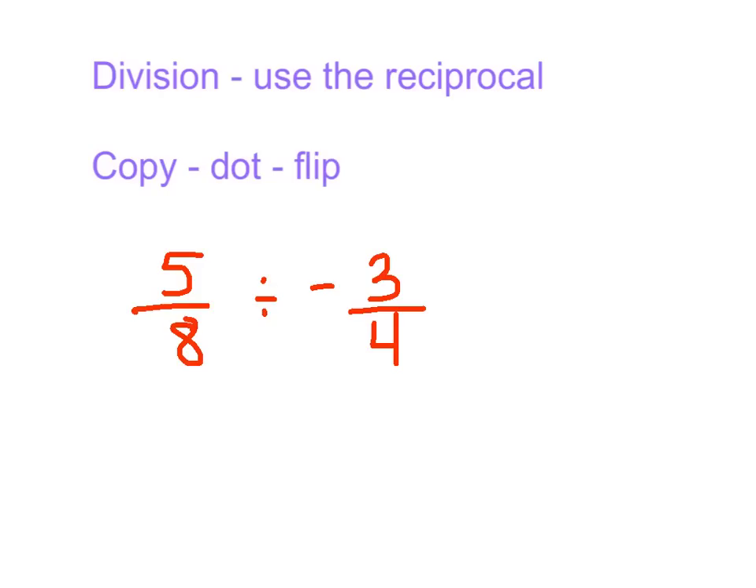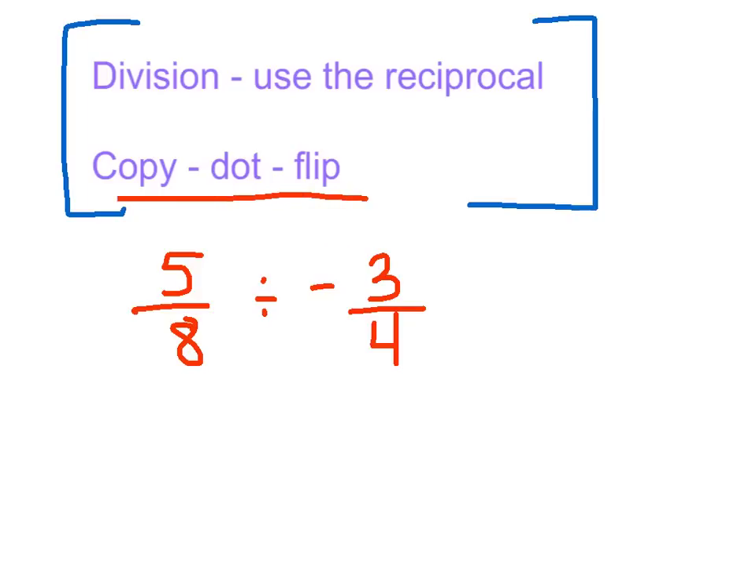So the two things we've covered are just multiplying straight across for multiplying. For sure, we need to change all of our mixed numbers to improper fractions. And then we always have the possibility of canceling things out before we multiply through. That way we don't have to reduce at the end. Now I'd like you to pause the movie and copy these notes down. For division, we use the reciprocal, and I want you to try to remember this phrase, copy dot flip. Pause the movie and write all of this down in your notes.